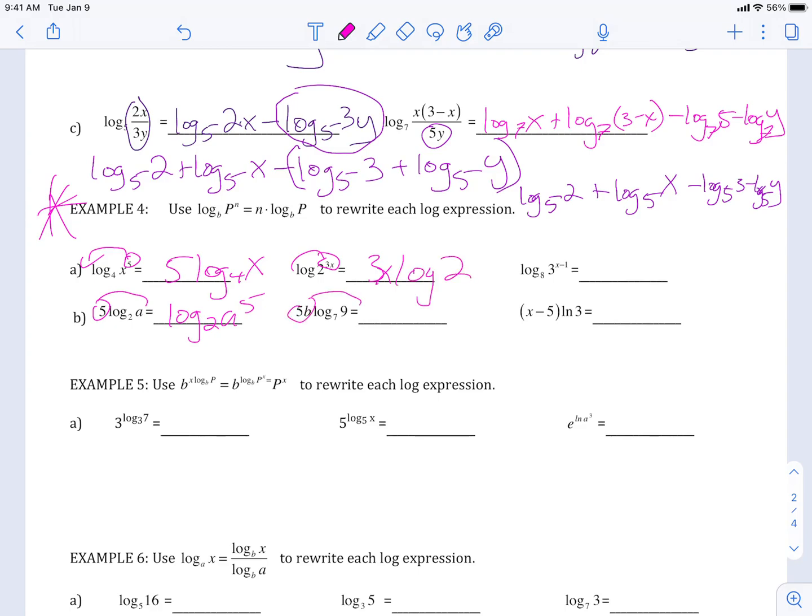Or you go in reverse, log base 7 of 9 to the 5b. Or you bring it down, not the 3, just the x minus 1. X minus 1 in parentheses of log base 8 of 3. Or you bring it up, natural log of 3 raised to the x minus 5 power.